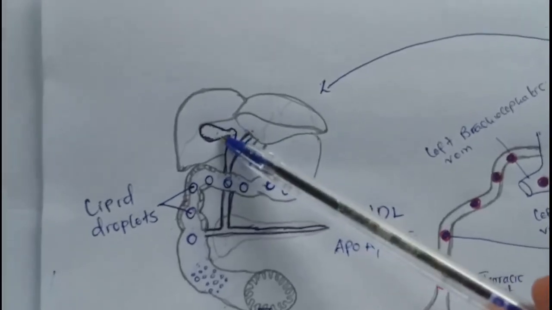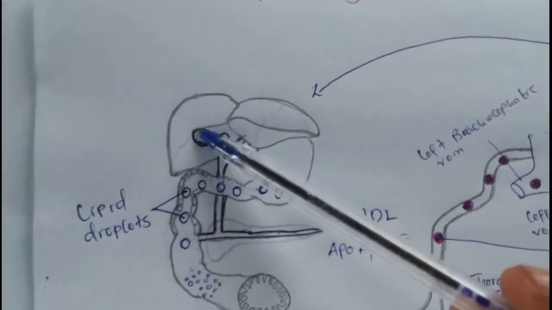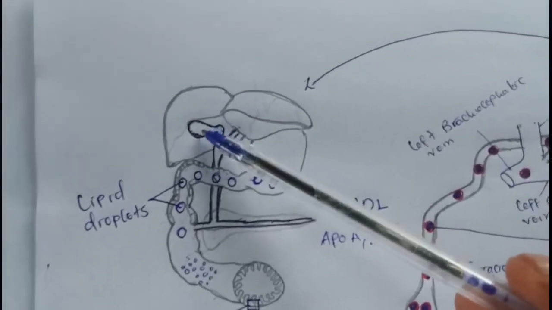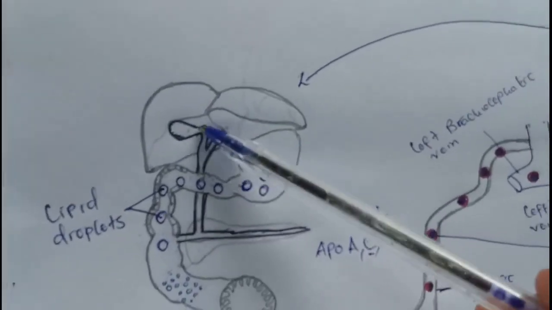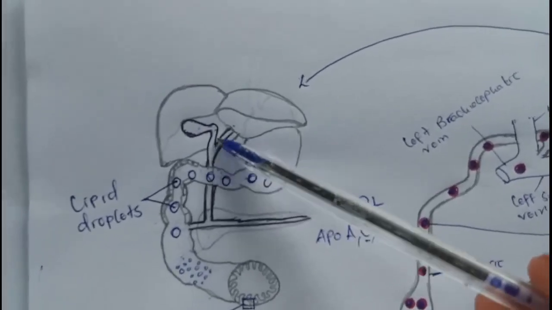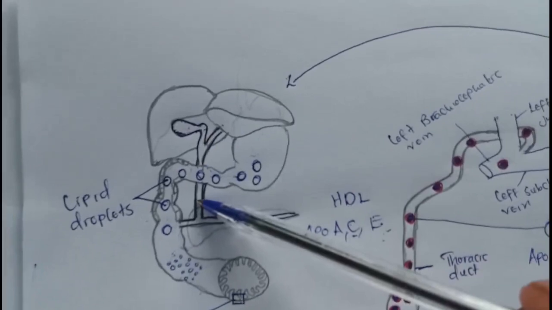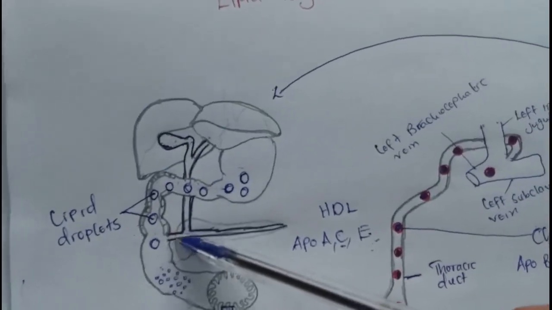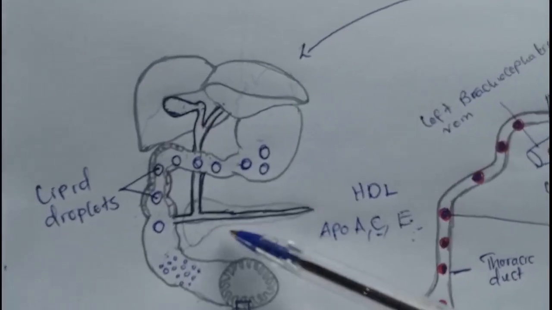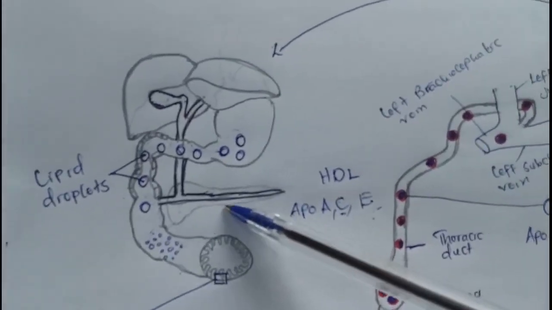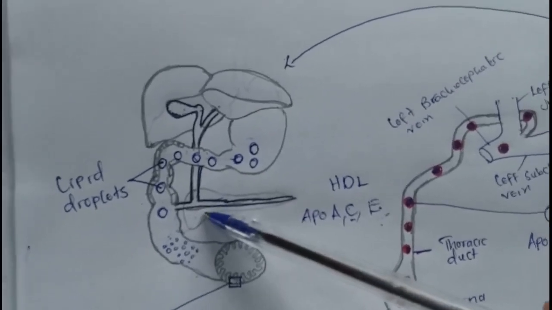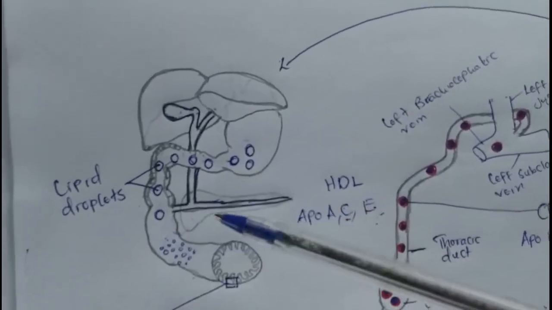Cholecystokinin goes to the gallbladder. This is the gallbladder on the liver. It causes contraction, and when the gallbladder contracts, it releases its contents, which is bile, into the common bile duct. The cholecystokinin also contracts the pancreas, and when the pancreas is contracted, it also releases its contents. The contents of the pancreas are the pancreatic juice, which contains things like pancreatic lipase.